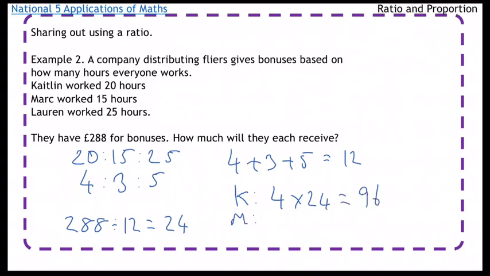Mark has got 3 times 24, so he's £72. And then lastly, Lauren is 5 shares, so she's 5 times 24, which is £120. And then what you can do again, remember, is just add them up and make sure you go back to 288, which is where you start.